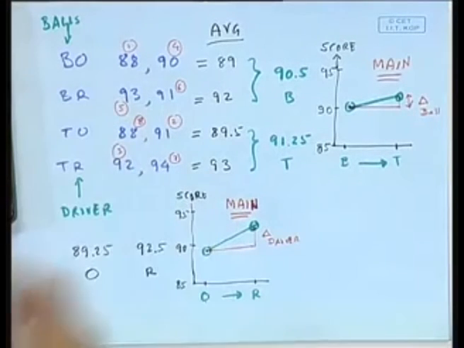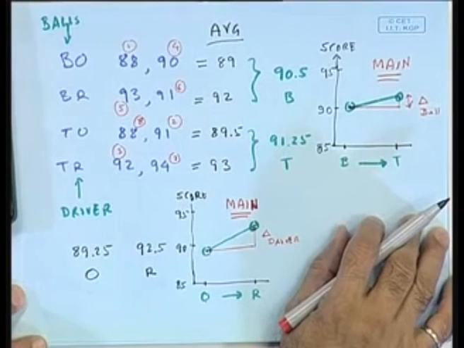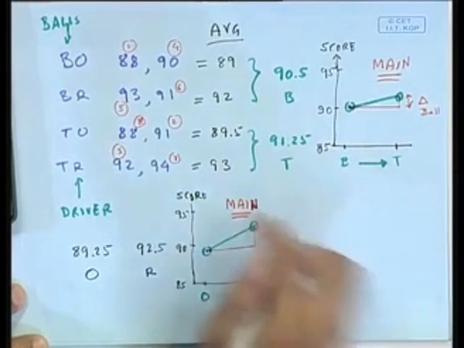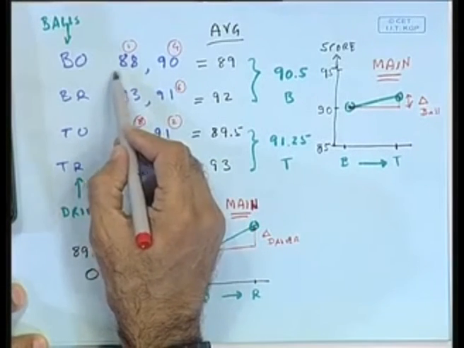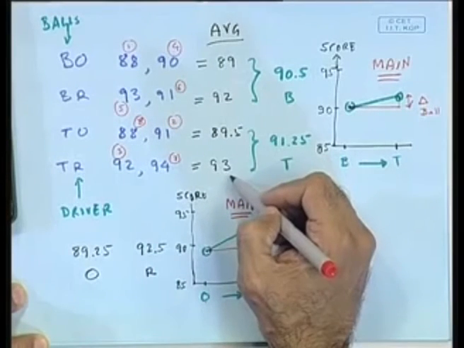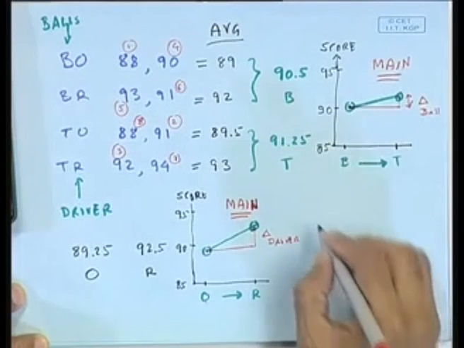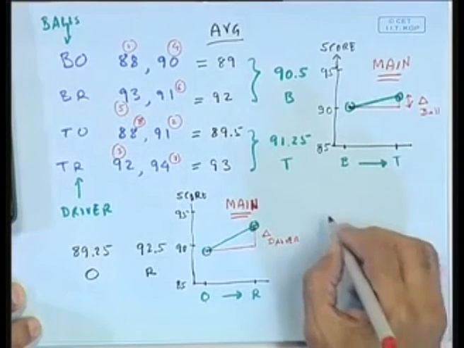Now, what about interaction? Interaction becomes a little more complicated to evaluate. And for that, what we do is average out two quantities. Average out 88, 90, 92, 94, which is like 89 and 93. If you average these two out, I can actually get an interaction factor.